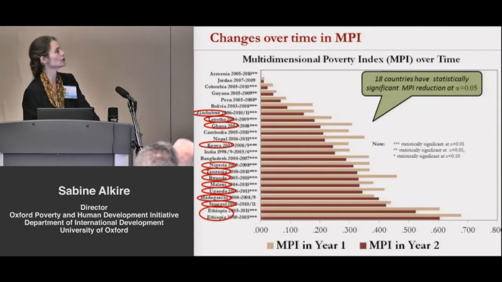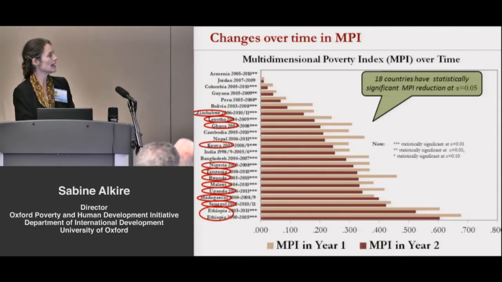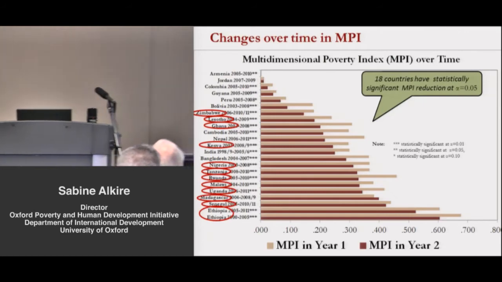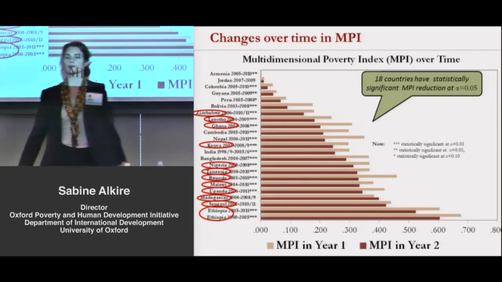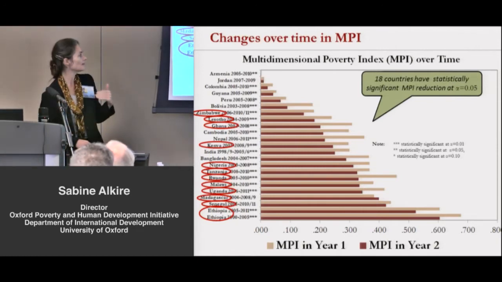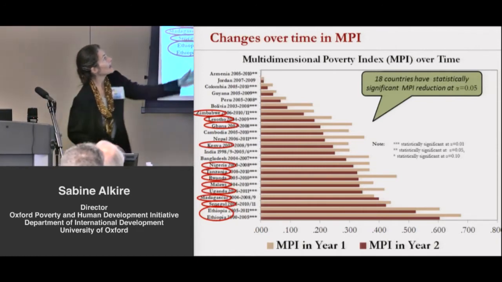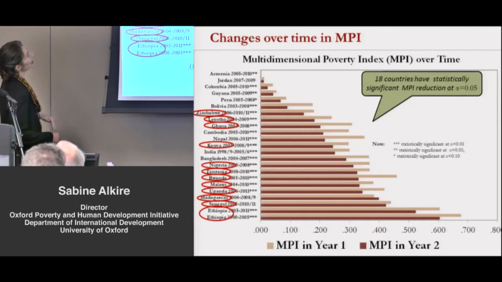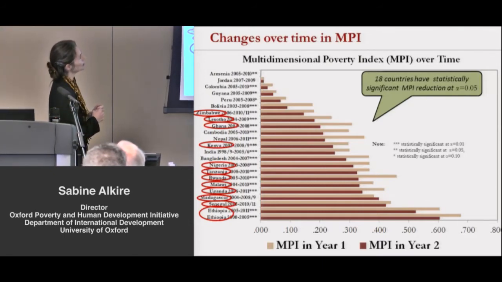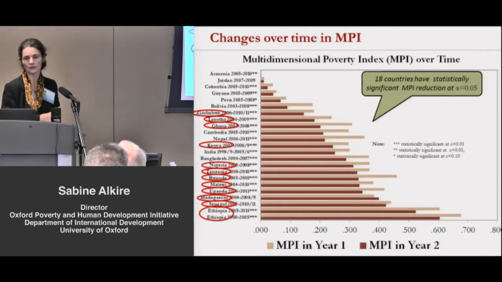So this chart simply shows the initial MPI in the light bar values and the subsequent one in the dark bar. And so you can see that Ethiopia is the poorest country. We have 2 periods of time for Ethiopia, 2000 to 2005 and 2005 to 2011. And the least poor country in Africa in the second period was Zimbabwe, and following that Lesotho.